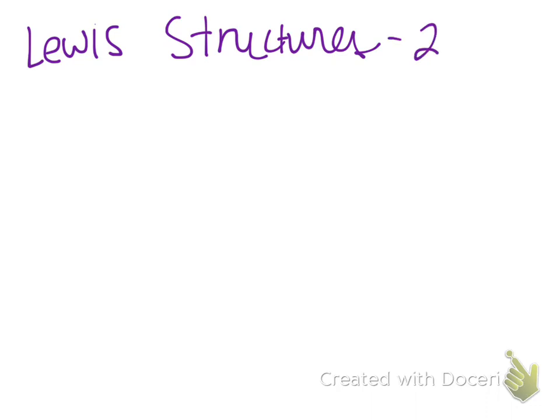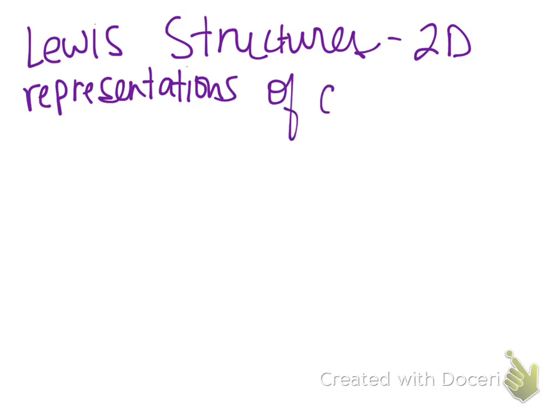So we're going to look at covalent bonds and covalent structures in the form of Lewis structures. Okay, and what Lewis structures are, they're 2D representations of compounds. Okay, sometimes they're called Lewis dot structures, sometimes they're called electron dot structures. I will always refer to them as Lewis structures. Okay?